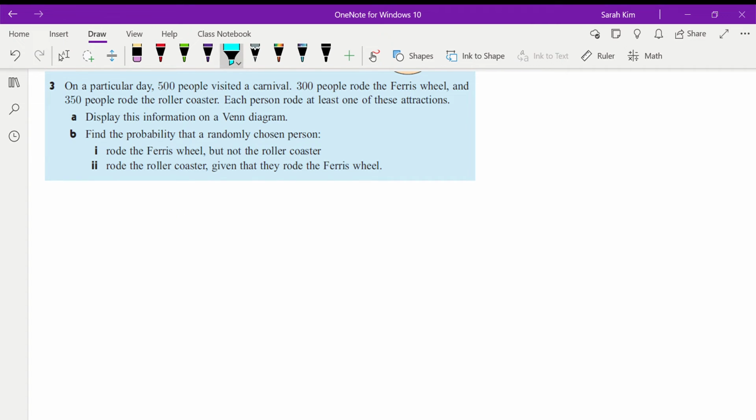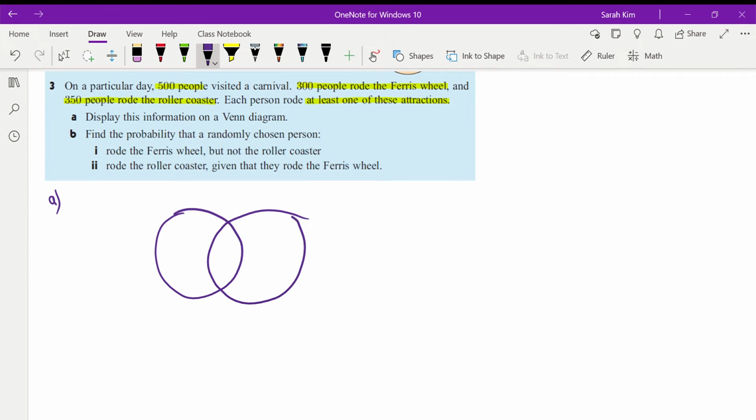You read, on a particular day, 500 people visited Carnival, 300 people rode the Ferris wheel, and 350 people rode the roller coaster. Each person rode at least one of these attractions. Display this information on a Venn diagram. Now, the Venn diagram looks like a two-circle because there's two options at the moment. What are our options? One is a Ferris wheel for F, roller coaster for R.